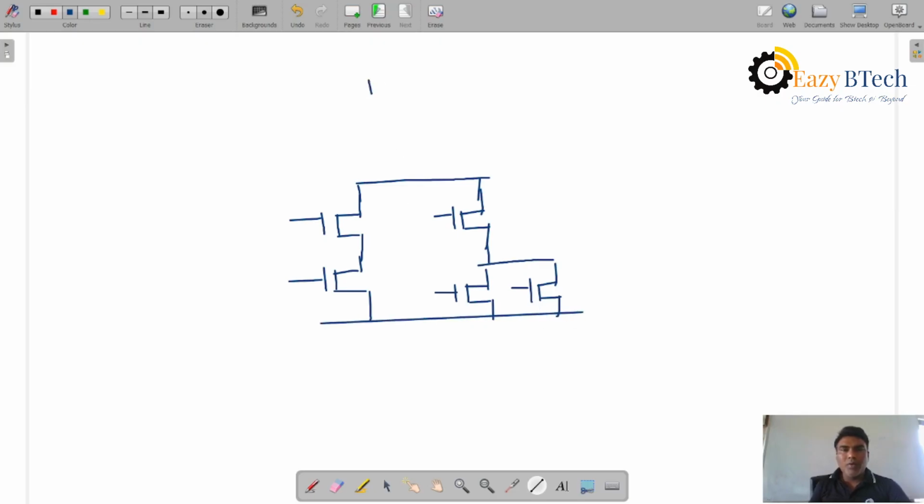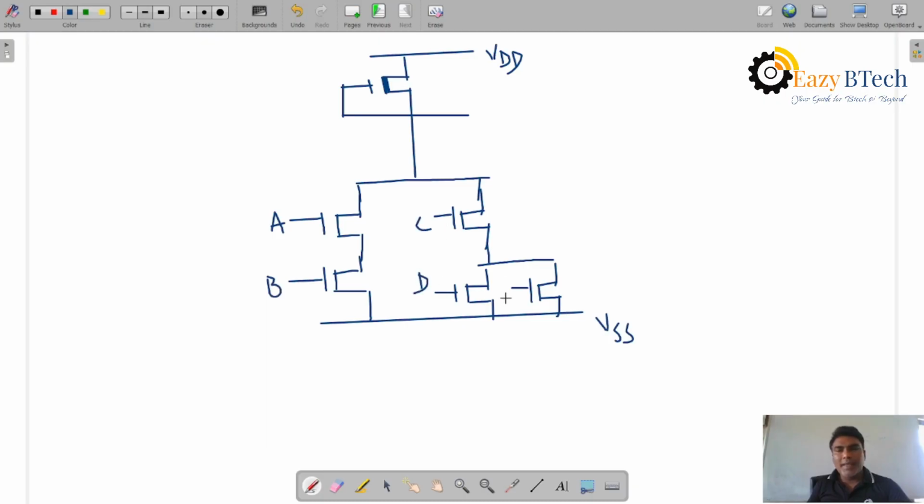NMOS, and the above one is a depletion mode transistor. Depletion mode transistor is always constant, which will not change. You can see this one. This is NMOS design, so VDD and VSS, with inputs A, B, C, D and E. You see, the V out is equal to the logic. By seeing this, we can write the logic according to the circuit diagram.